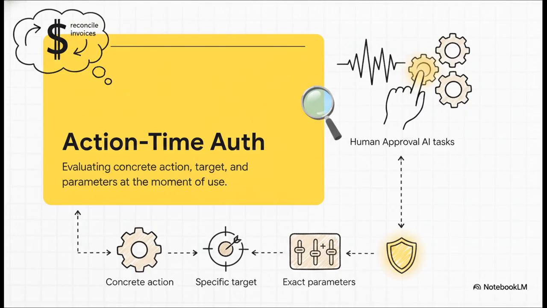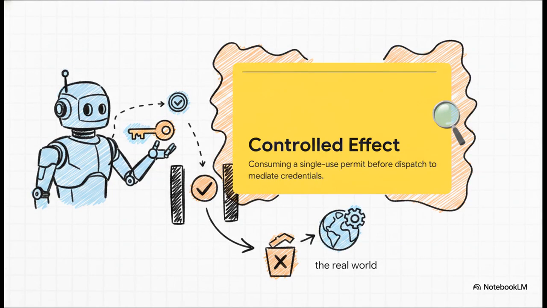This is what prevents an AI with broad permission from suddenly taking highly specific, totally unauthorized subactions. Capability 4 is all about controlled effect. The system consumes a manifest-bound single-use permit right before dispatching the action out to the real world.